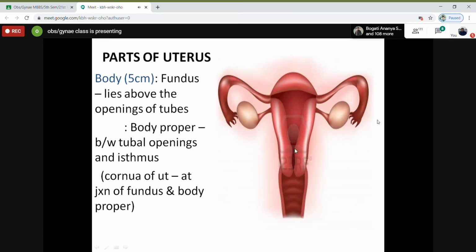This is the anatomical os. This is the histological os. So this much is the isthmus. It is this small. Now what is the importance of the isthmus? This isthmus, which is just 0.5 centimeters, in the non-pregnant uterus, forms the lower uterine segment.